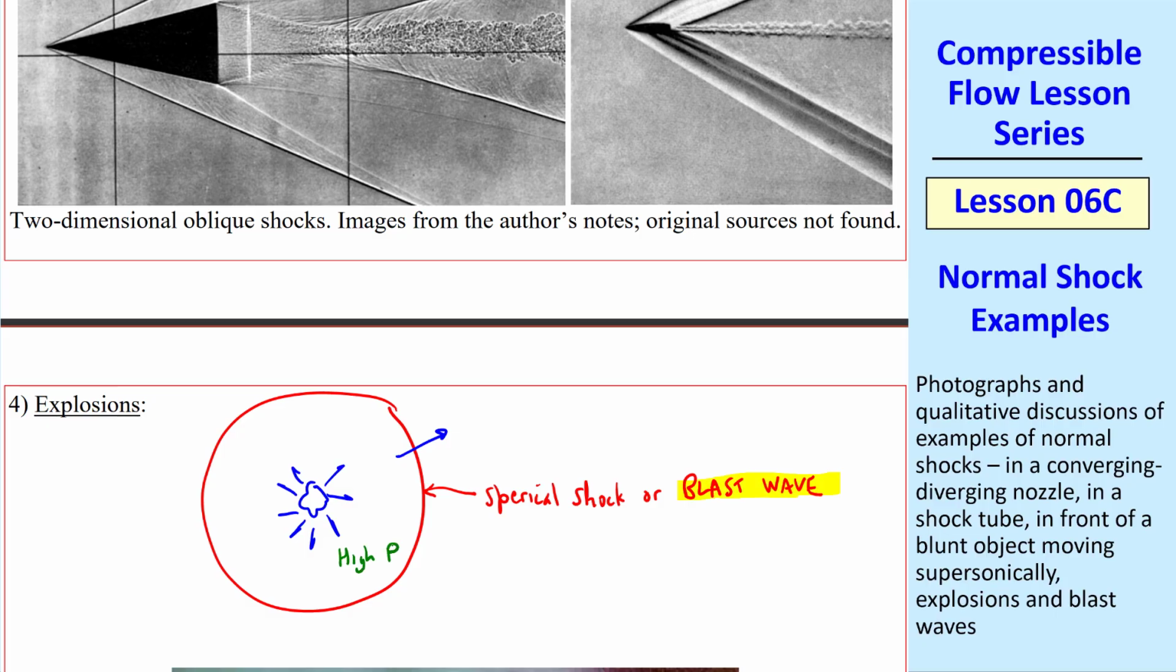In this case, the high pressure is behind the shock, and the low pressure is in front of the shock, typically atmospheric pressure. So this would be 1 and this would be 2. We have essentially a normal shock, although it's not in a straight line like we're used to. But locally it behaves as a normal shock.